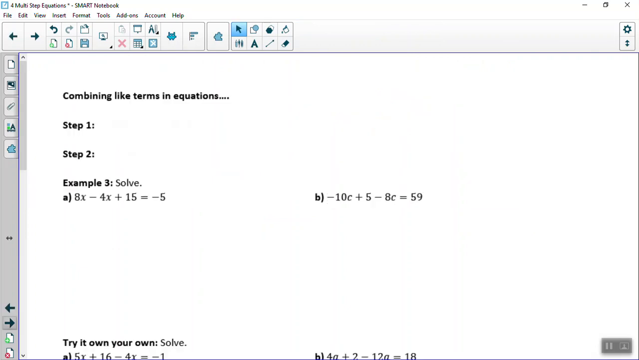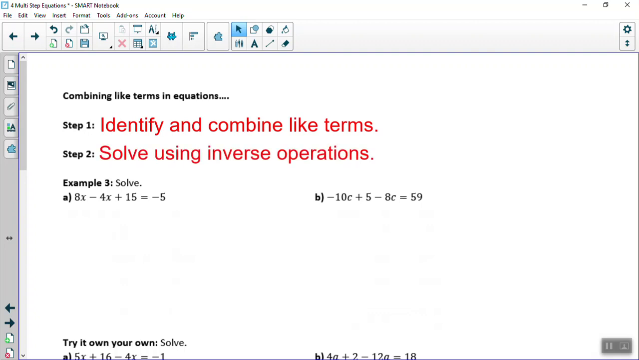Alright, let's take a look at the next page. Now we're going to go to the second step of simplifying, which is combine like terms. Again, we've already learned how to distribute and combine like terms. So we're just taking those two concepts and building on them and putting them into an equation. When we have like terms to combine, we can identify and combine our like terms and then solve using inverse operations. Once I've combined my like terms, I will be down once again to that two-step equation that I can easily solve.